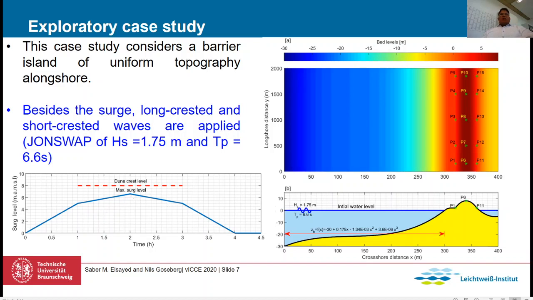Besides that, we apply sometimes long crested waves and sometimes short crested waves, which have properties of Hs equal to 1.75 and Tp equal to 6.6. Both loads are applied using the JONSWAP spectrum. So in the first case, we are not considering the directional spreading of waves when we generate long crested waves, and in the second case, we consider the spreading of waves, in order to study the interaction between the longshore variability of the applied load and the longshore variability of the soil properties, as we will see.